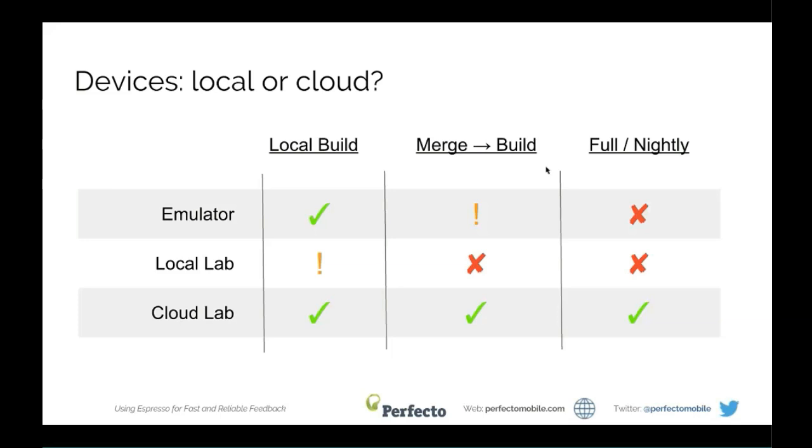And so what we see is that cloud labs, particularly in Perfecto's case, the high reliability and scalability that we provide is the enabler to move UI tests into the build to get that fast and complete feedback. And then when it comes to full and nightly tests, of course, we're talking emulators aren't going to work. Local labs, same problem. But really, it's only a cloud lab that can help you run lots and lots of tests.